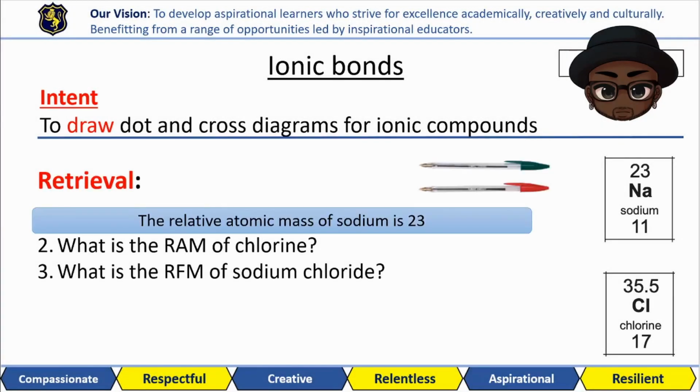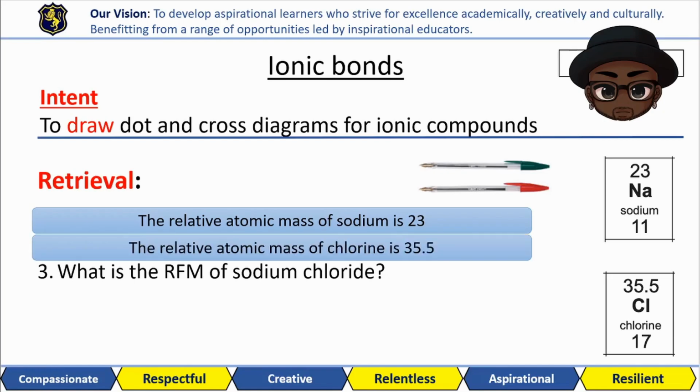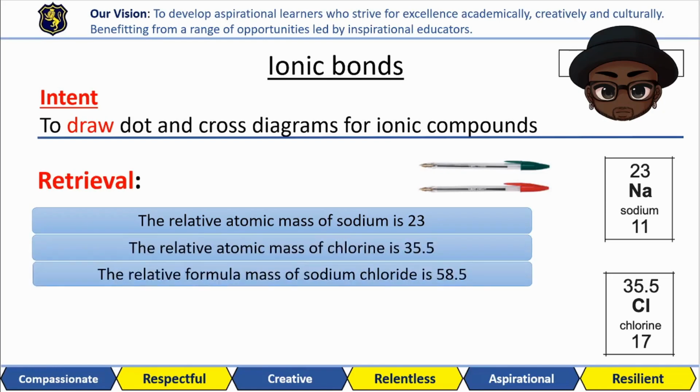The relative atomic mass for sodium is 23. Remember that the mass number is the large number on the periodic table. Therefore, the relative atomic mass for chlorine is 35.5. The relative formula mass for sodium chloride is 58.5. If you need help with chemical calculations, check out this playlist where I go over all the chemical calculations that you need to know for GCSE.